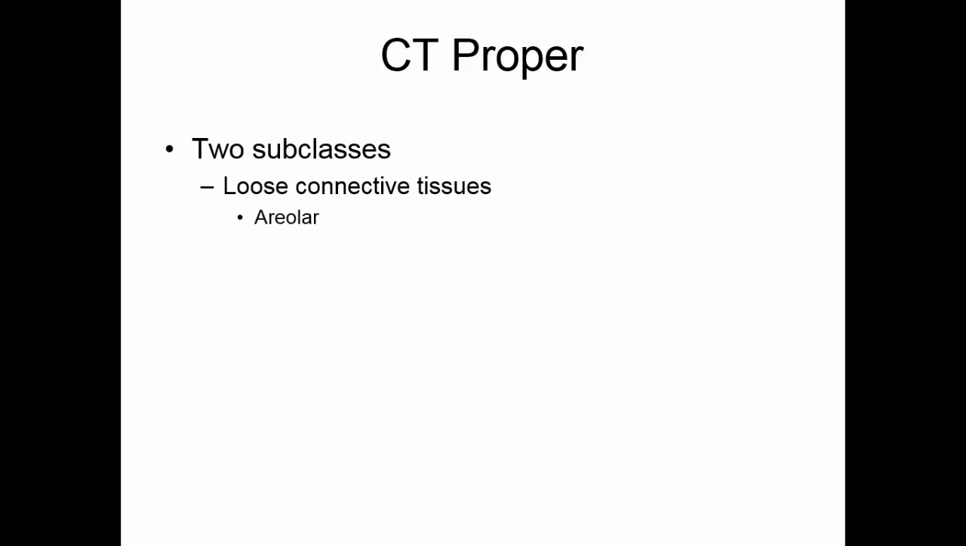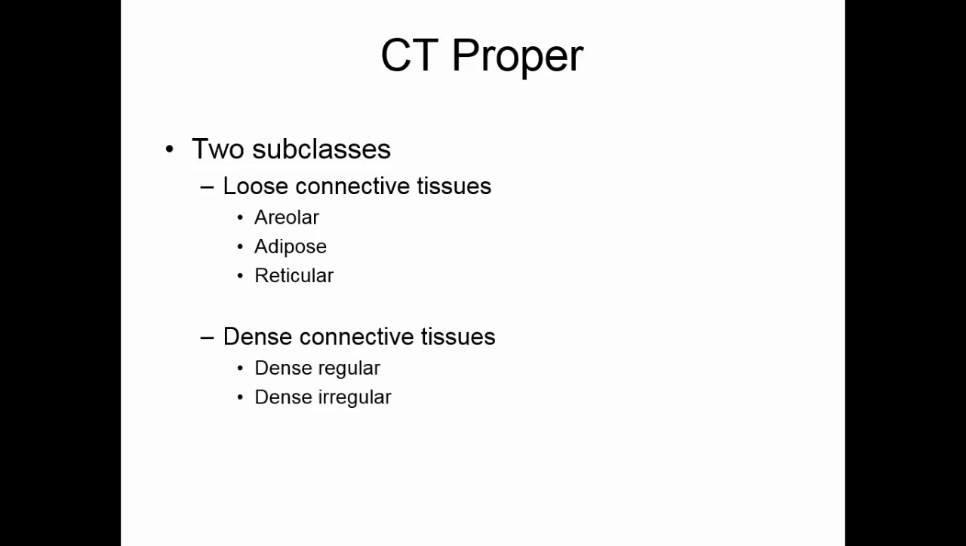Connective tissue proper has two classes. We have what's called loose connective tissue. This is areolar, adipose, and reticular. And then we have the dense connective tissues, the dense regular, the dense irregular, and the elastic tissue. Then on top of this, we're going to have bone and blood.